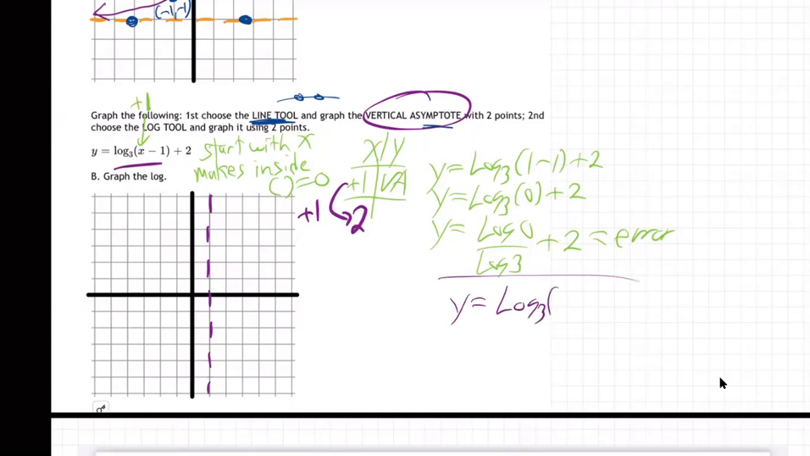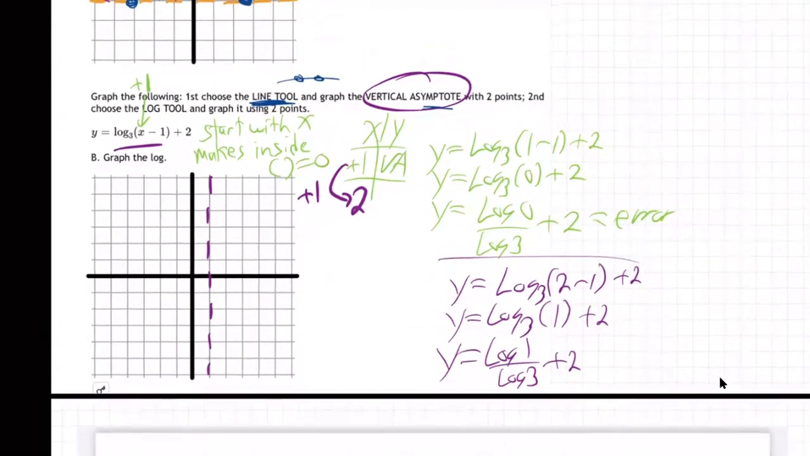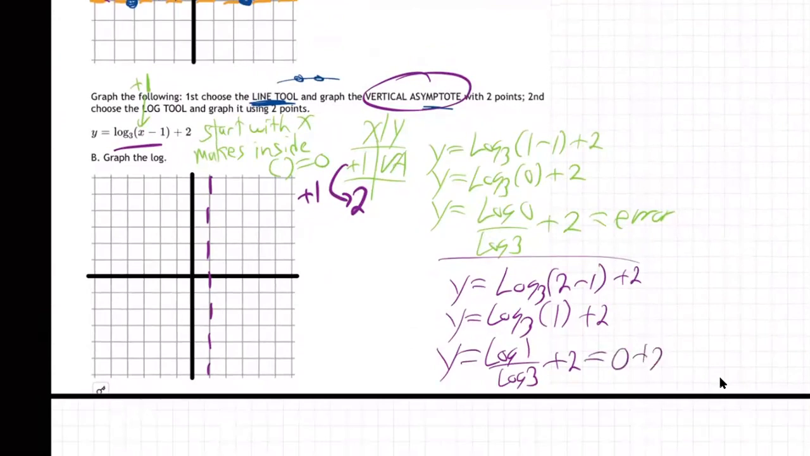Y equals log base 3 of 2 minus 1, plus 2. Log base 3 of 1, plus 2. So you put the log of 1 over the log of 3, like we've learned, like that on your calculator. The log of 1 goes low, that'll come out 0 plus 2, that'll be 2. So that's the point over 2, up 2, right here. Over 2, up 2.